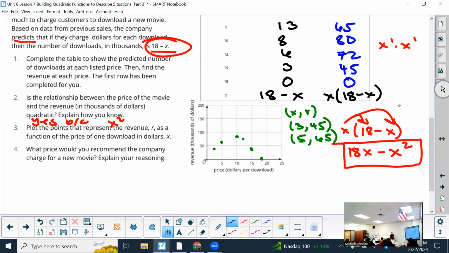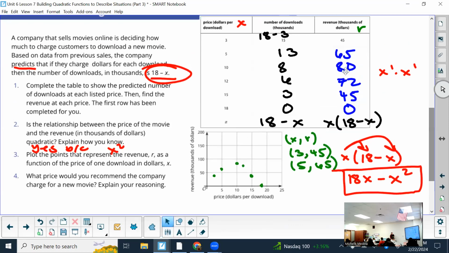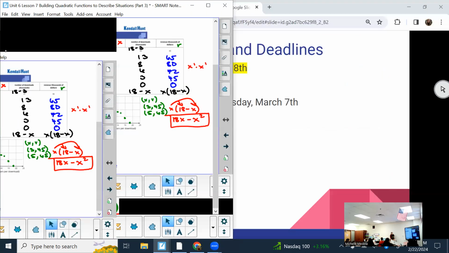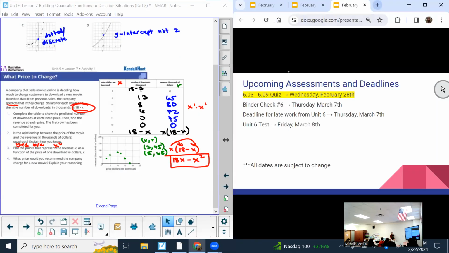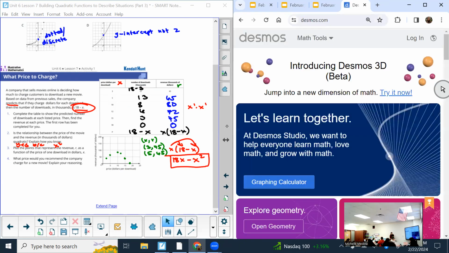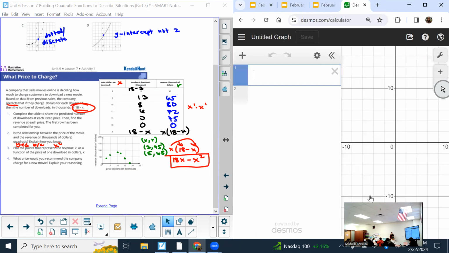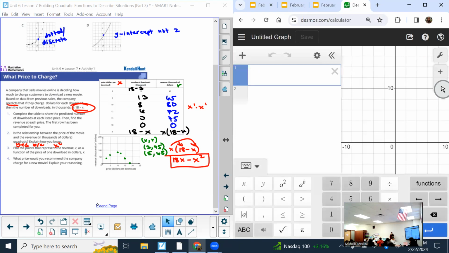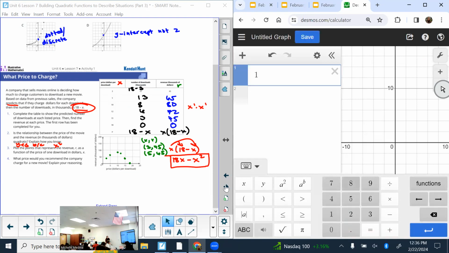Now, we only plotted intervals that it gave us. So if this was the question on the test, what is the best price to sell your stuff at to make the most net revenue? Then what I would actually say is graph the expression, which we got from doing X times 18 minus X. And then when you look at the graph, you can tell exactly at what price is best. So if you were just estimating, around 10 would probably be a good estimate.